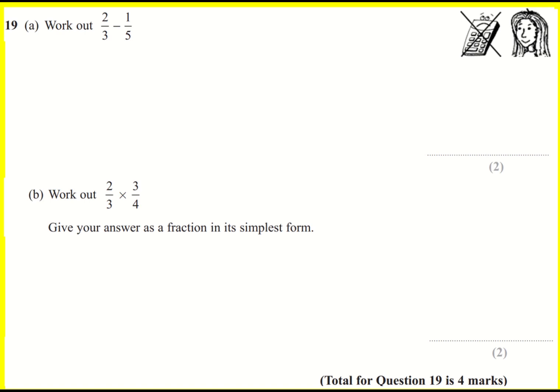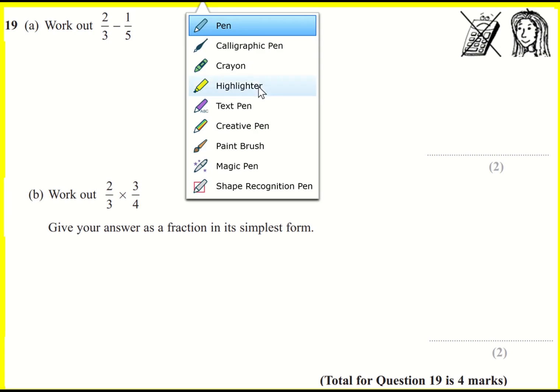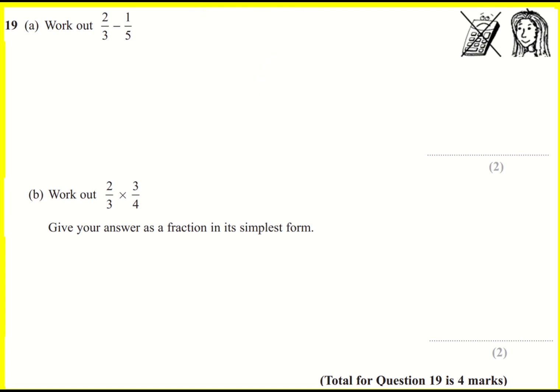Part A, work out 2/3 take away 1/5. When you are adding or subtracting fractions, you need to firstly get them having a common denominator, okay? So what that means is these two numbers here need to be the same in order for us to deal with the numerator. So the easiest thing to do is to multiply these two numbers.